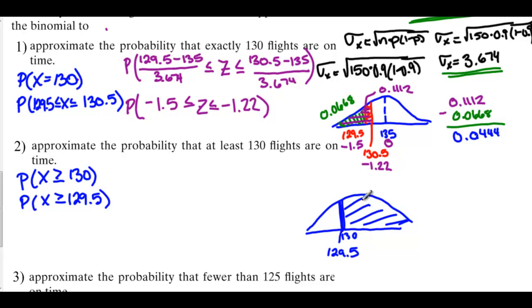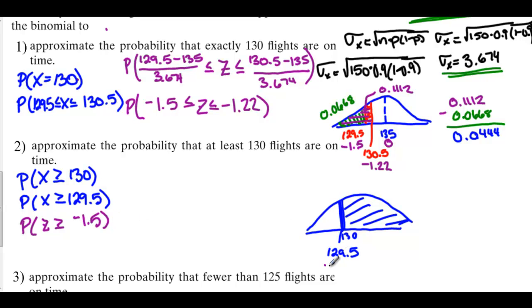Is that okay? All right. So this is where it gets easier because of all the work we did on that first part. So we can go through this 129.5. We did the work here, and we know that's a negative 1.5 z-score. So I can go ahead and say, well, we want the probability of our z being greater than or equal to negative 1.5.